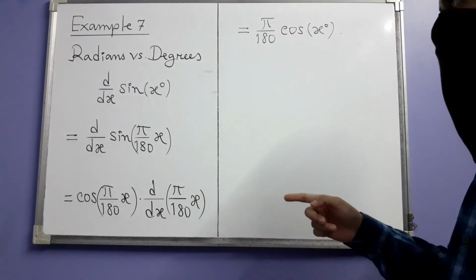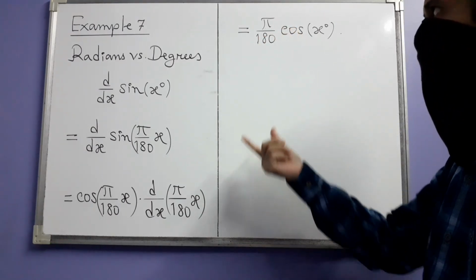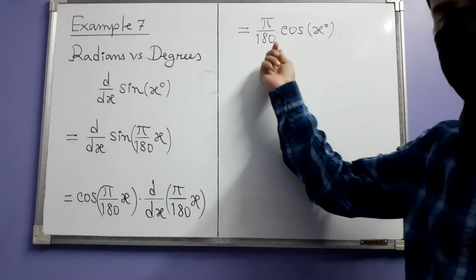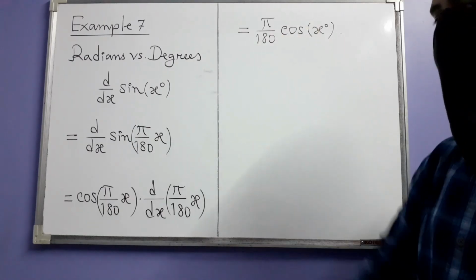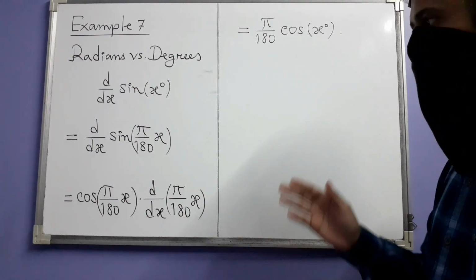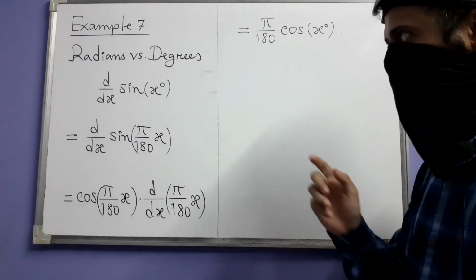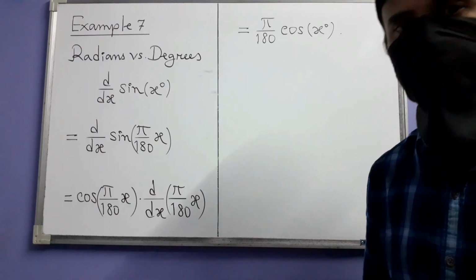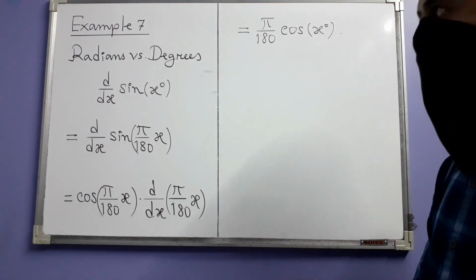So we are actually again getting cos x degree, but with this somewhat not so nice coefficient. And now you can imagine that if you keep differentiating, this will only get worse and worse, because higher and higher powers will appear. So for this reason also, radian measurement is what we prefer. So that is example 7.